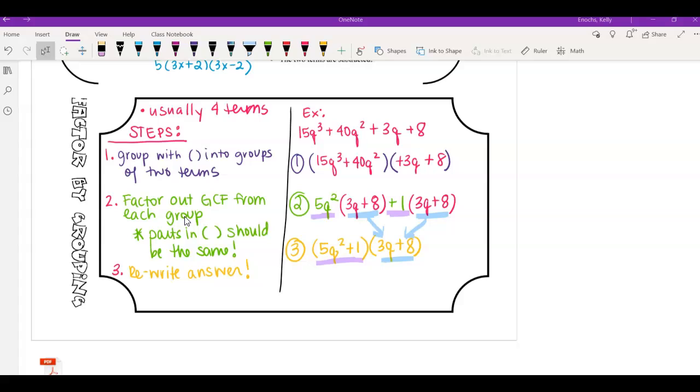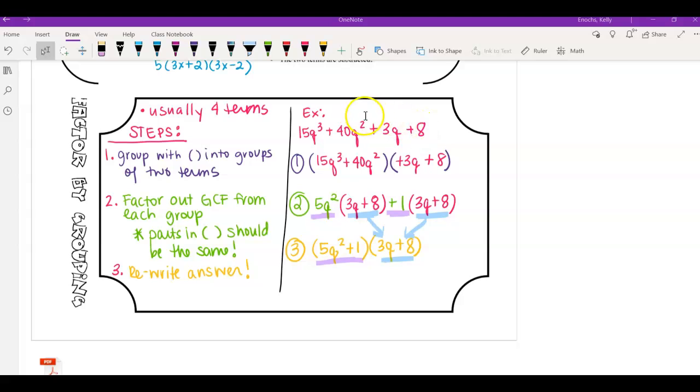Then once you're done, all you have to do is rewrite your answer. Please note that you're going to write the two greatest common factors together in a parentheses, and then you're going to write the repeated parentheses part just one time. So let's take a look at our example here: 15q to the third power plus 40q squared plus 3q plus 8.